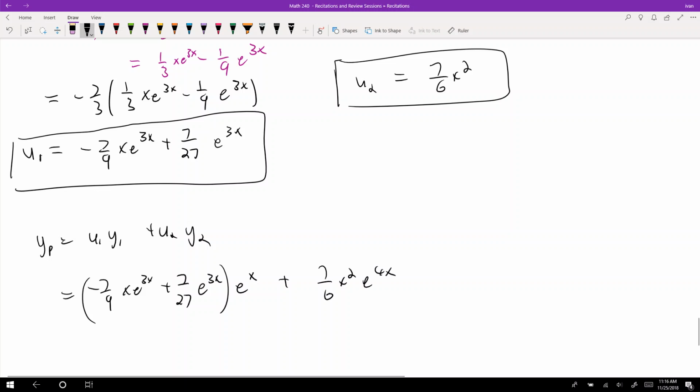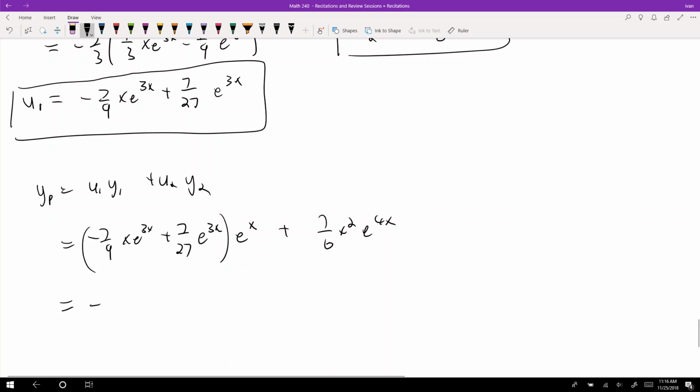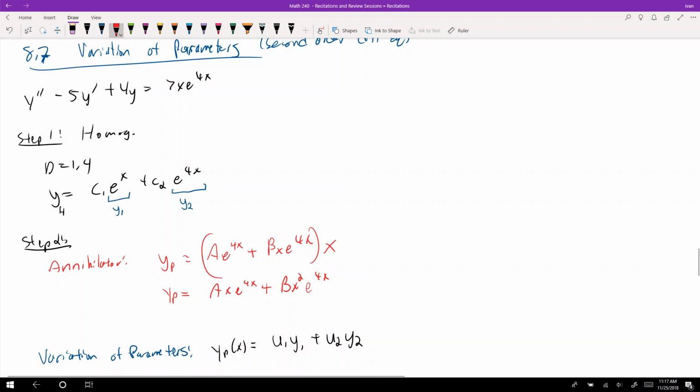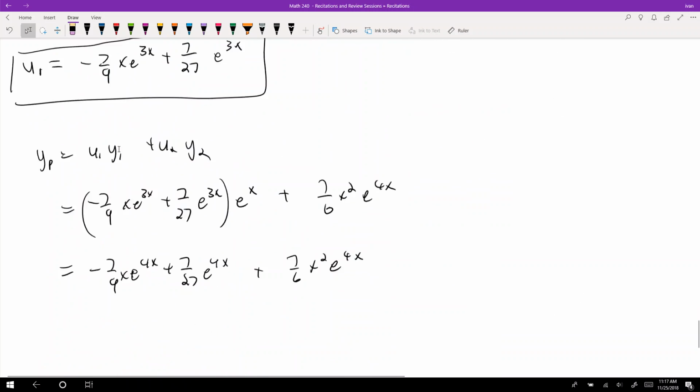to the 4x. Okay, and then simplifying this, you get negative 7/9 x e to the 4x, plus 7/27 e to the 4x, plus 7/6 x squared e to the 4x. So almost there, right? This is almost correct, except we have 3 terms in our particular solution. And if you remember last week, or even with this guess up here, if you use the annihilator guess, you would only have 2 unknown coefficients, right? But for some reason, we have 3.